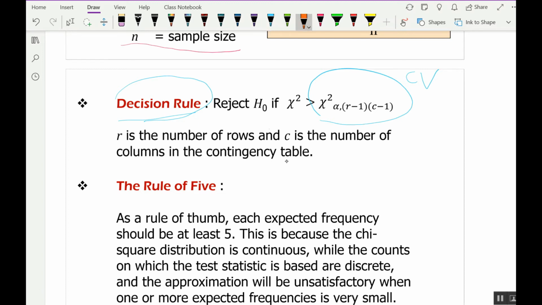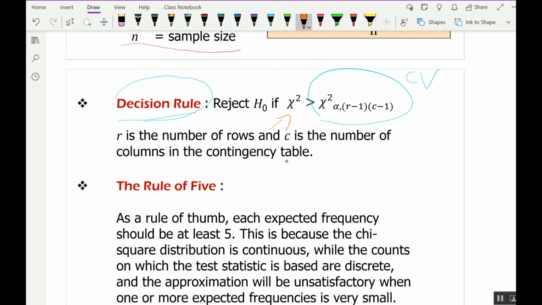So how do you want to read it? Okay, wait. This one is the one that we take from the test statistic, the calculated one. Alright, so this is from the calculated one, and the other one is from the statistic table. So from the statistic table, how do you take it? For chi-squared, you take the alpha, the confidence level, and r minus 1 times c minus 1.